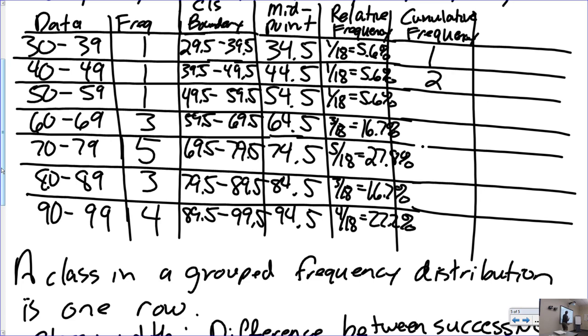So in other words, you're going to end up with your total number at the bottom. So what's cumulative to the 50 to 59 class? 3. 60 to 69? 6. And now you sort of see the pattern. Add the frequency as you go. So what was the sum of all frequencies prior to this frequency.